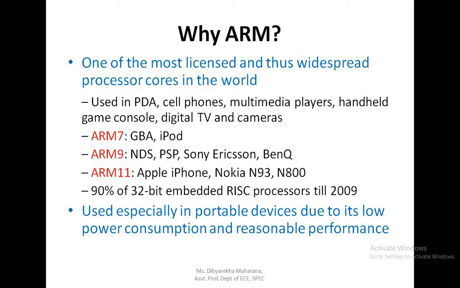ARM7 is used in GBA and iPod. ARM9 is used in NDS, PSP, Sony Ericsson, BenQ. ARM11 is used in Apple iPhone, Nokia 9, N93, N800. 90% of 32-bit embedded RISC processors till 2009 are ARM processors. These are used especially in portable devices due to their low power consumption and reasonable performance.